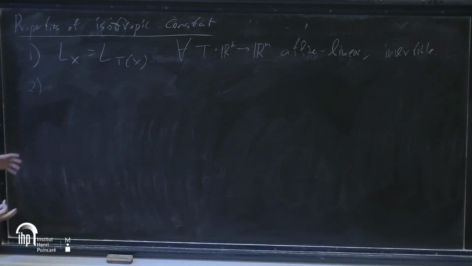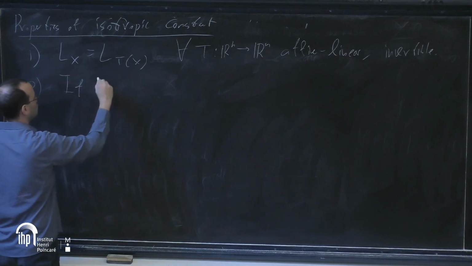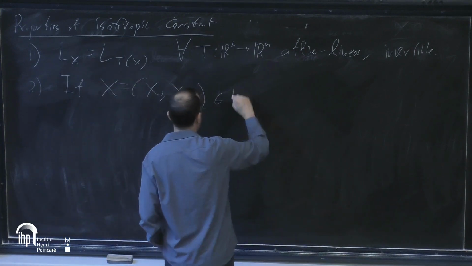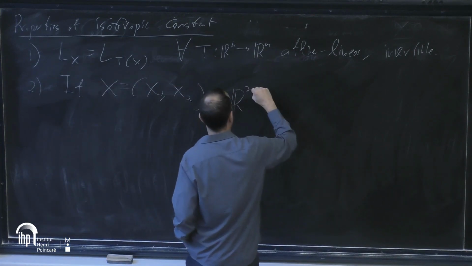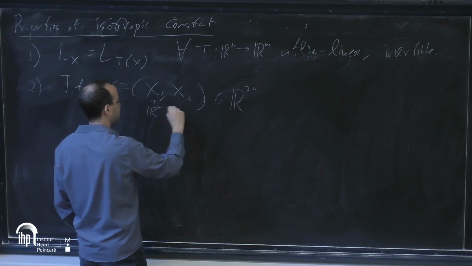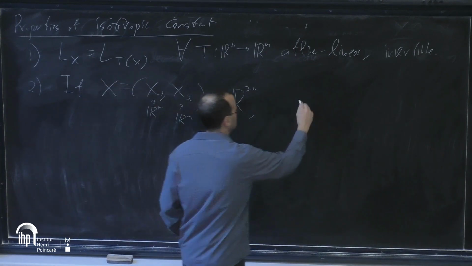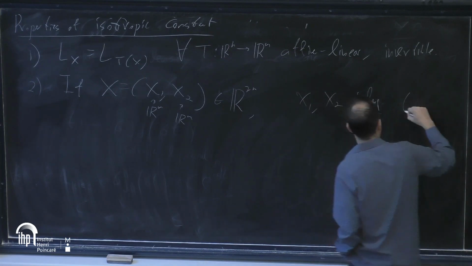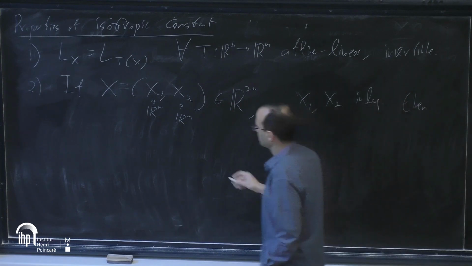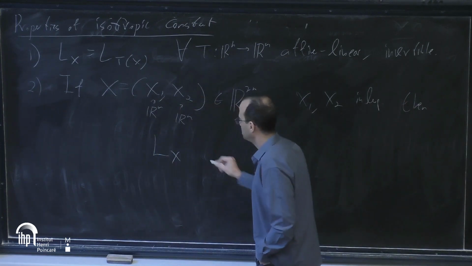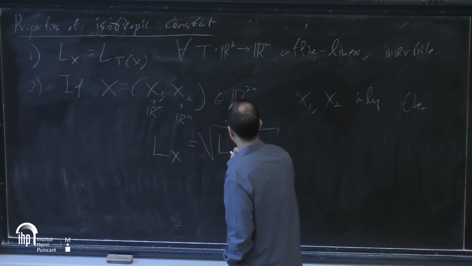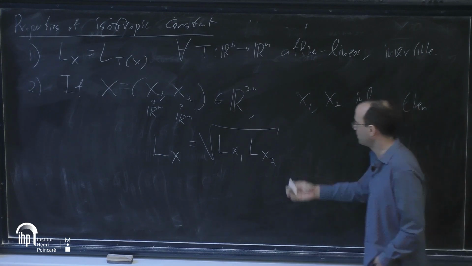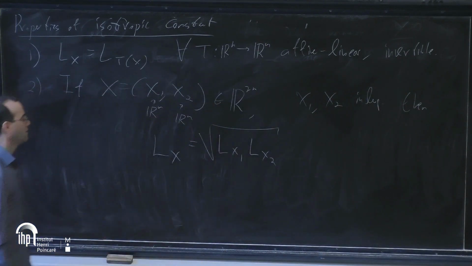If x is a random vector with two components, let's say in R2n, so this is in Rn, Rn, and they are independent, then what is the new isotropy constant? It is the geometric average of these two. The logarithm is subadditive, so this is the infimum.